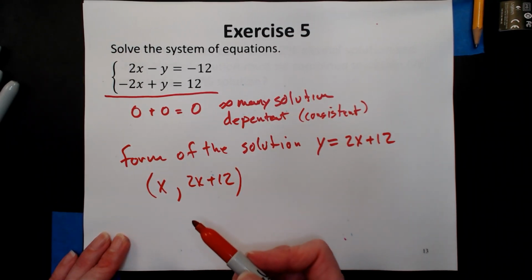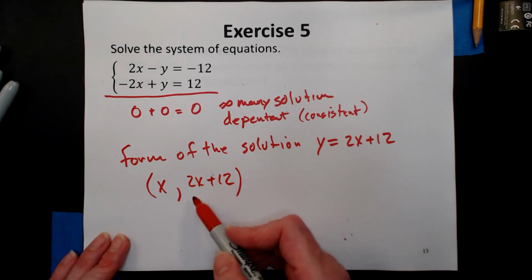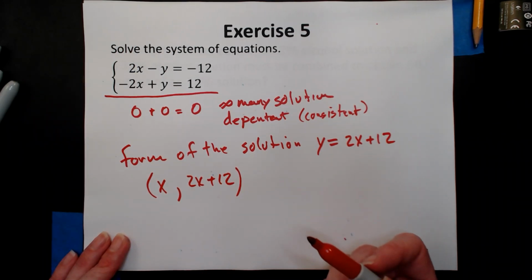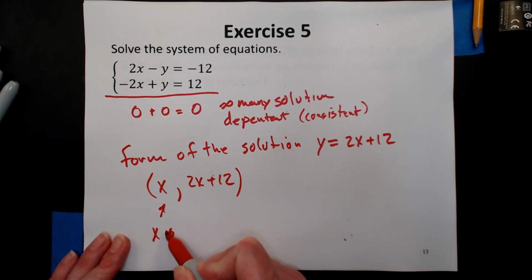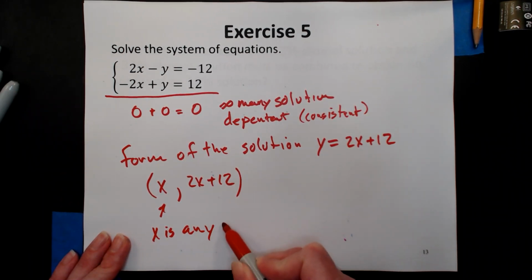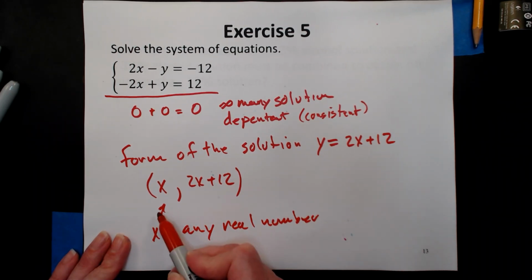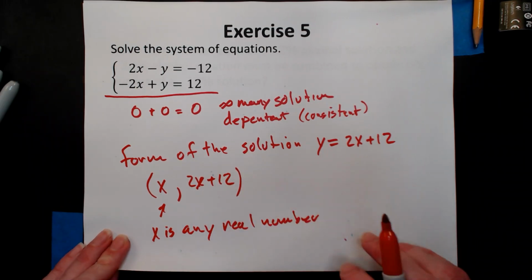Because once you pick your x, your y is predetermined. That's why it's dependent. y in this case depends on x. Once we pick x, we'll automatically get an infinite number of solutions back out because we have an infinite number of choices. You know, x is any real number. Once we pick that, we've determined our y, which is 2x plus 12.